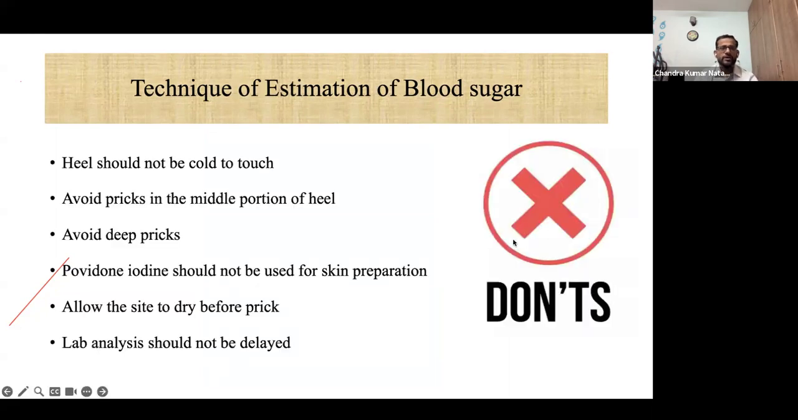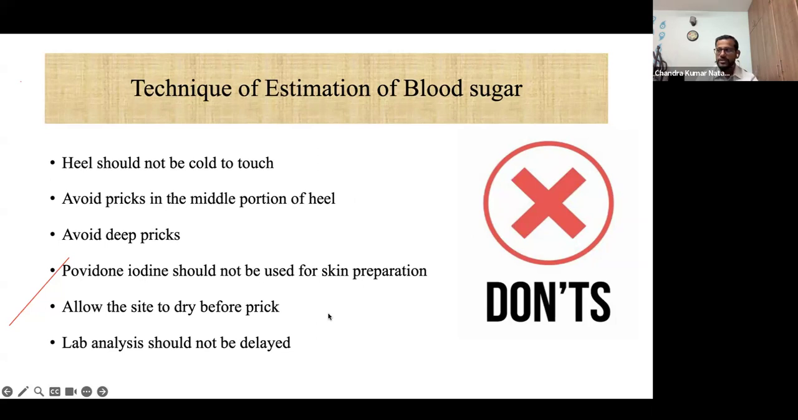So what are the don'ts when you are estimating blood sugar? The heel should not be cold to touch. Avoid pricks in the middle portion of the heel, the reason I explained to you already. You should avoid deep pricks. Iodine should not be used for skin preparation, as it can interfere with blood sugar measurements. Allow the site to dry before the prick. That is important. Preferably, you should also wipe off the first drop.